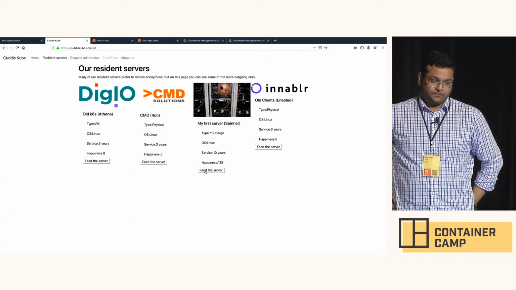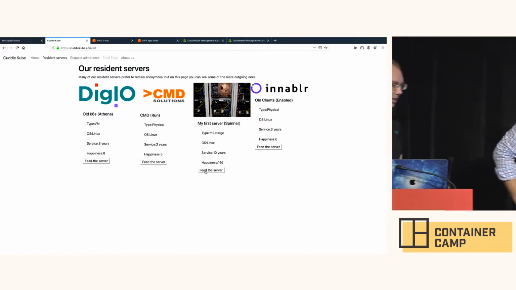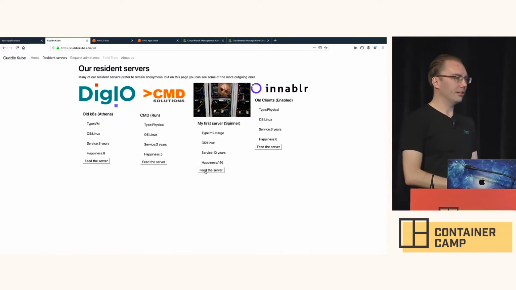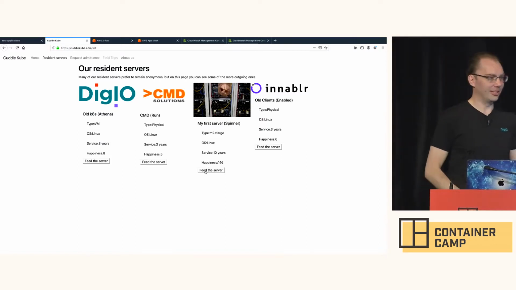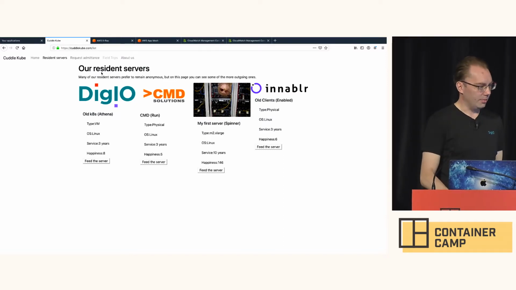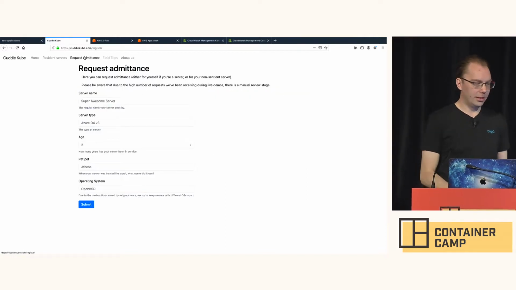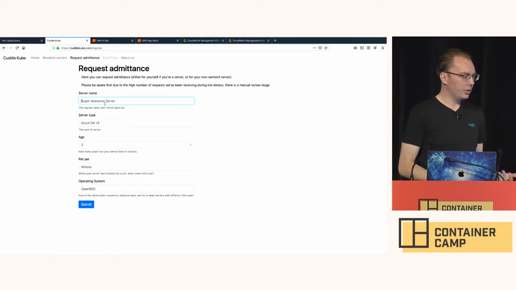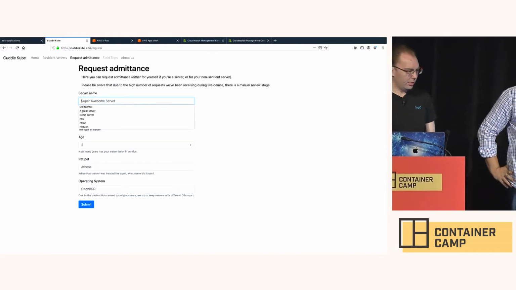But let's try feeding the server. Wow, the happiness increased a lot. I think we're not the only ones clicking here. So this is good, but obviously this is nice for servers that are in there. But what we want is, let's add a new server, shall we? Yep, let's do that.